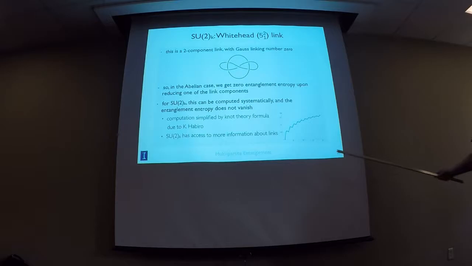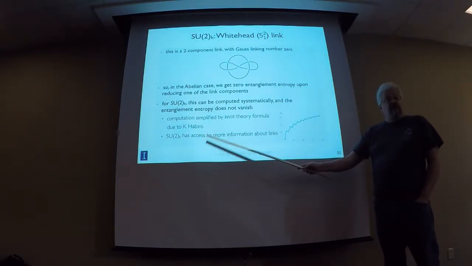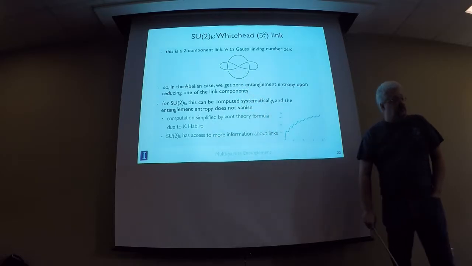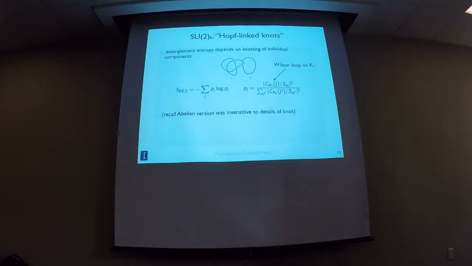Okay. Anyway, the conclusion is that entanglement computed in the SU2 theory has more information than the abelian case. And what that more information is exactly, we're not sure, but it's more. What's the meaning of reducing the link component?